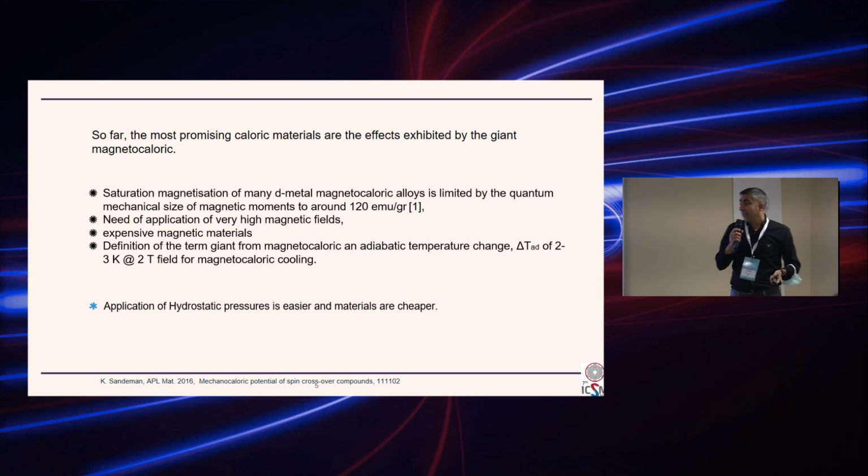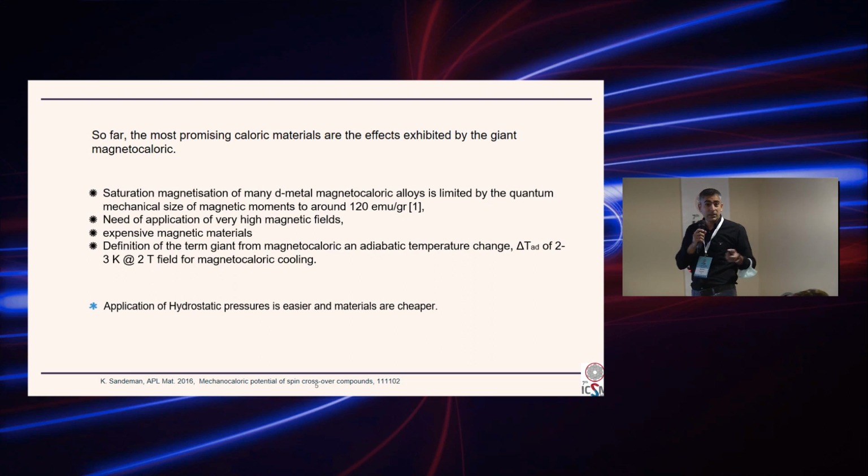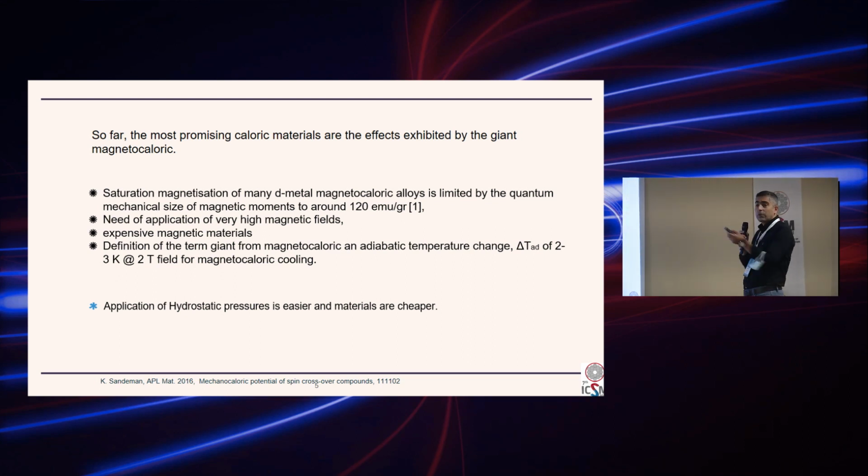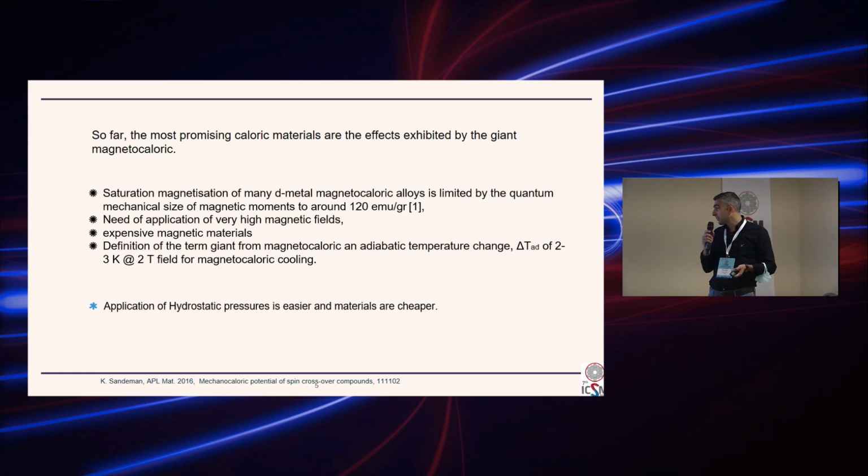The other problem is the definition of the giant magnetocaloric effect. We have all seen papers that call it giant, but the term giant is defined as 2 or 3 Kelvin for 2 Tesla. But we will see that that is not the real case. We should update this definition because it is used too much in research papers.